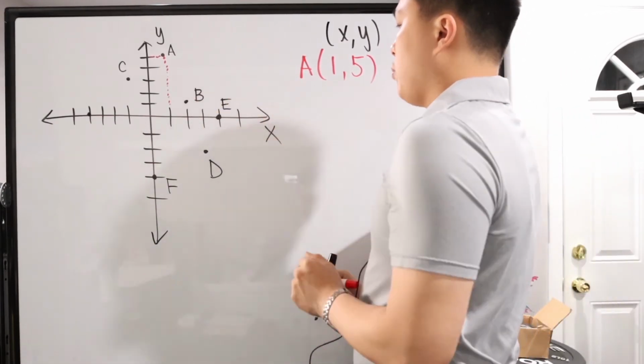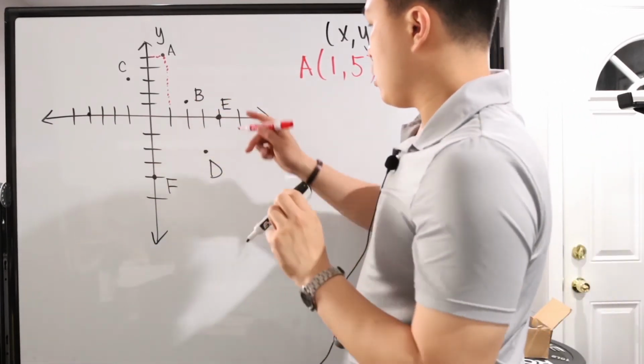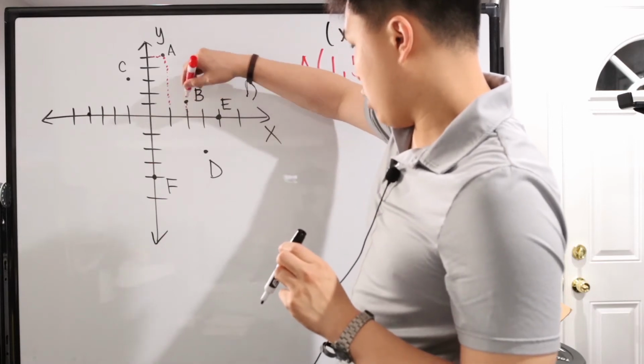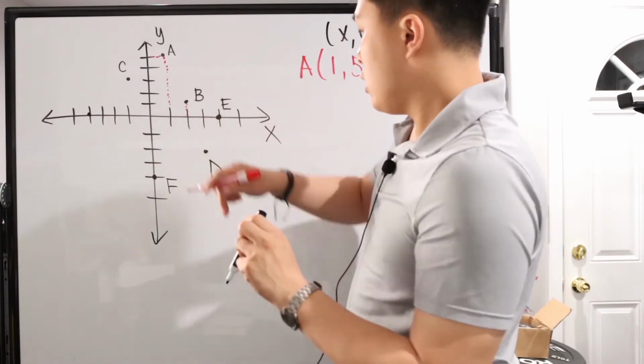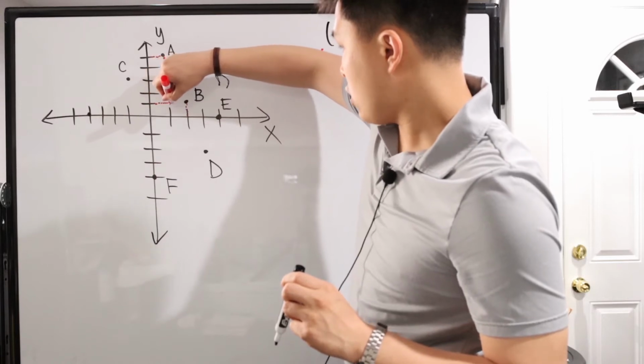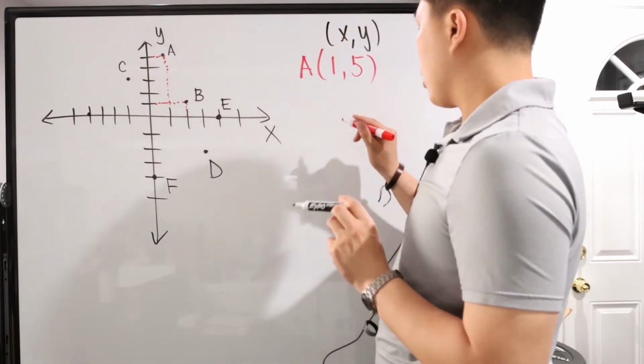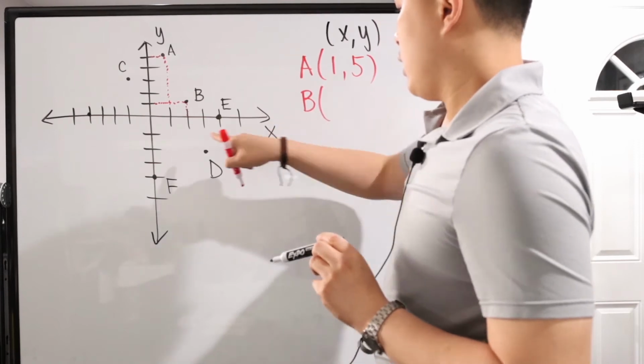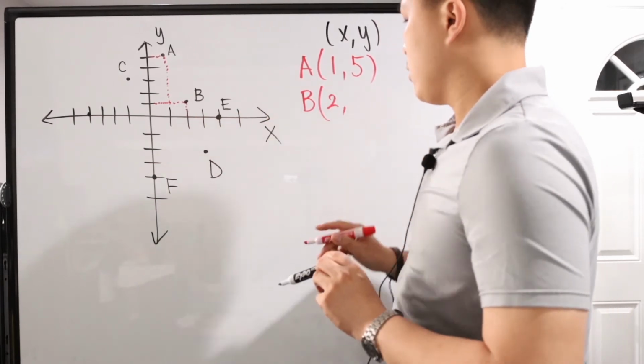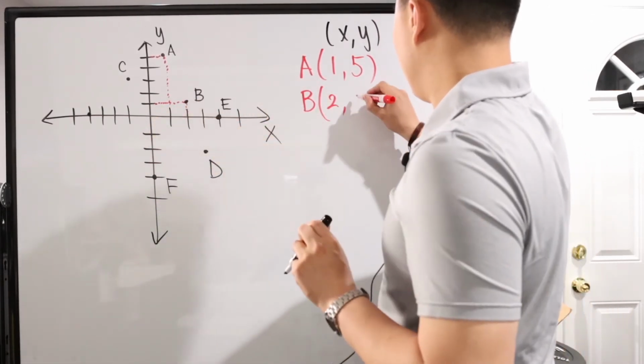Let's look at B, for example. B, 1, 2. So this is where it is. It's just from here going all the way up. And here is 1. So here, go all the way across. So we know that the coordinate for B is 2, because once again, X first. And then Y is going to be 1.